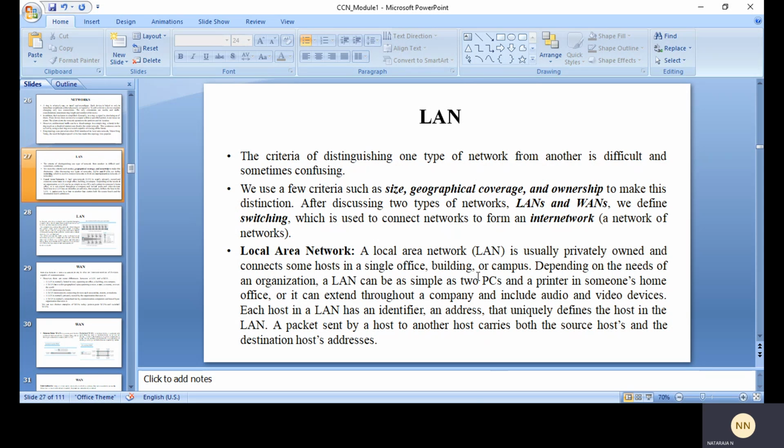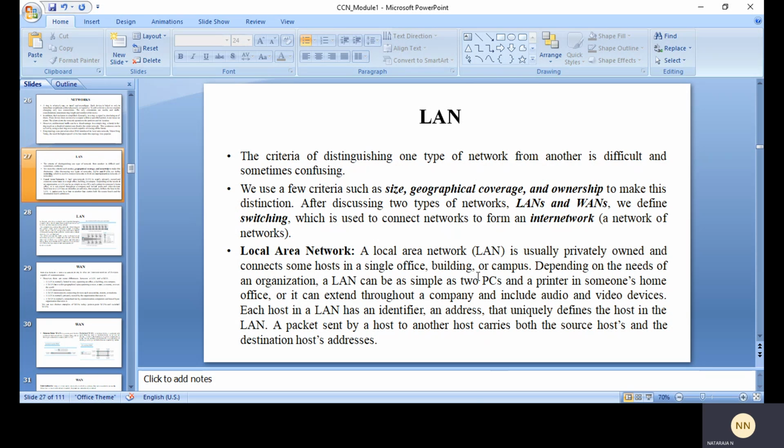Depending on the needs of an organization, a LAN can be as simple as two PCs and a printer in someone's home office, or it can be extended throughout a company and include audio and video devices. From two PCs to n number of PCs we can connect in a local area network. Each host in a LAN has an identifier, an address that uniquely defines the host in the LAN. A packet sent by a host to another host carries both the source host's and the destination host's address.